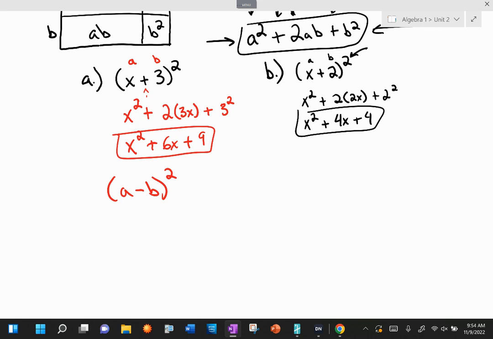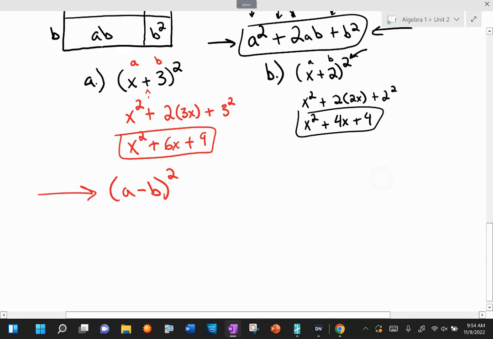Okay, so let's go over a minus b squared. Okay, the only thing that changes is the sign pattern. Okay, we have a sign difference. So what that's going to look like.